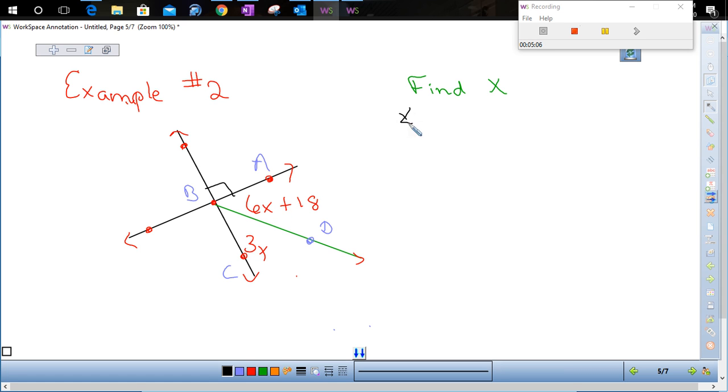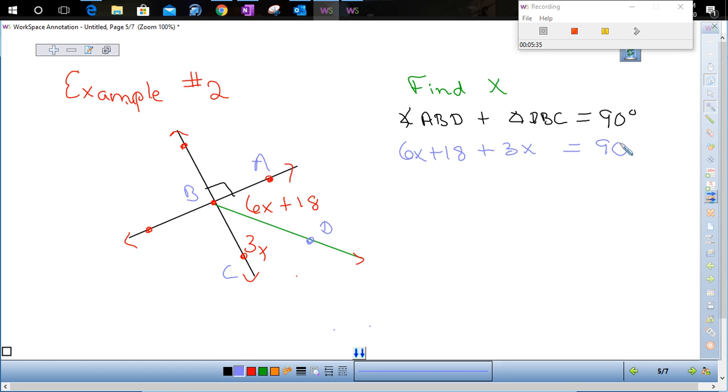Okay, so now we know we have perpendicular lines. We know that perpendicular lines are complementary. So we know that angle ABD plus angle DBC is going to be equal to 90 degrees. So we set up a problem. We would have 6x plus 18 plus 3x equals 90 degrees.